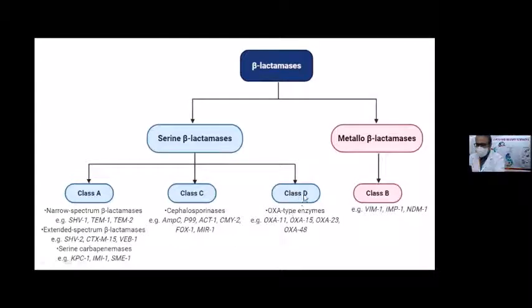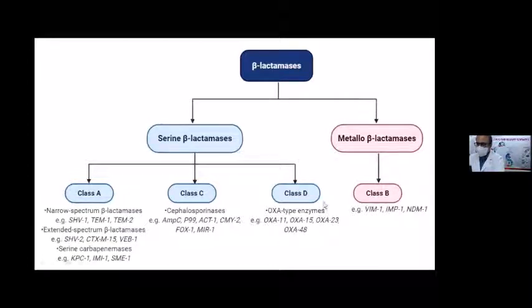And class D carbapenemase include basically OXA type. The name OXA is because of their predominant affinity for oxacillin as compared to penicillin. And these OXA types are predominantly produced by the Acinetobacter bacteria, but now they are also being produced by Klebsiella pneumoniae and E. coli. So most of the OXA belong to Acinetobacter, like OXA-11, OXA-15, 23, and 48.